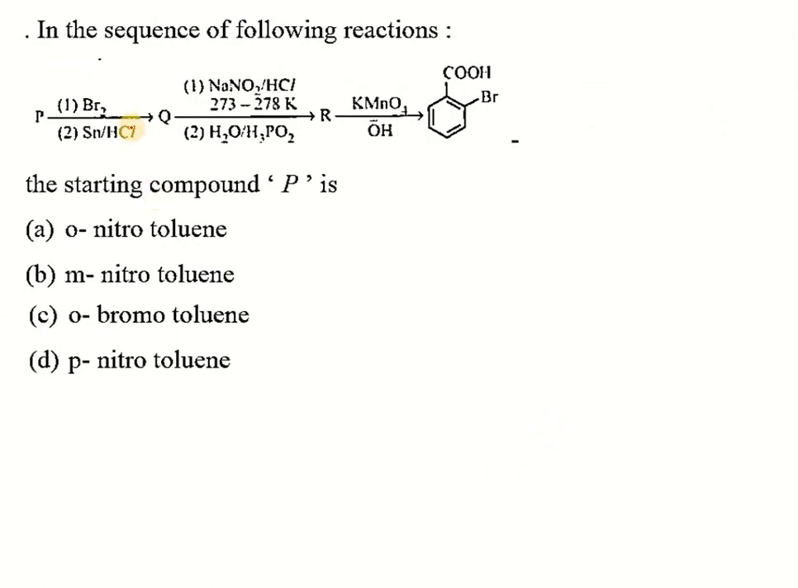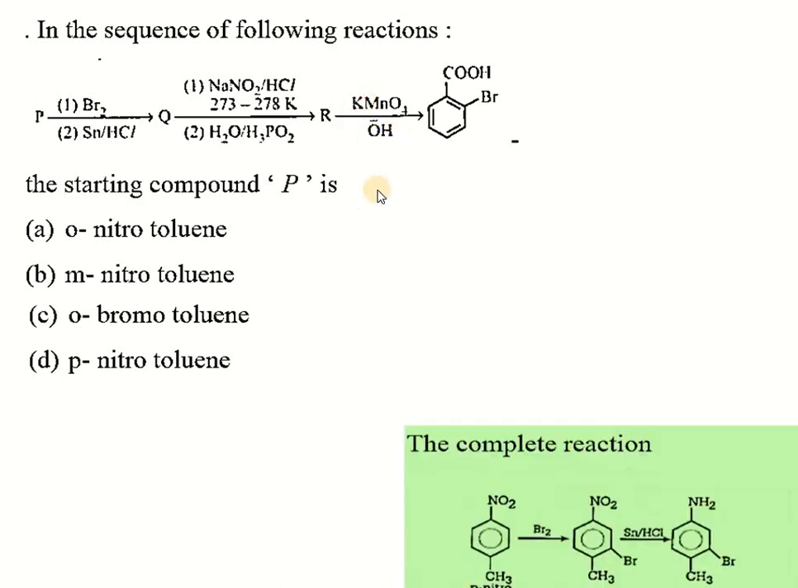And the sequence of the following reactions: P gives rise to Q, Q gives rise to R, gives rise to carboxylic acid. When we do bromination, usually we will do bromination for nitrotoluenes, followed by reduction, followed by diazotization, and again when the reaction takes place with hypophosphorus acid, then it forms a hydrocarbon. Hydrocarbon in the presence of potassium permanganate in alkaline medium converts into carboxylic acid.